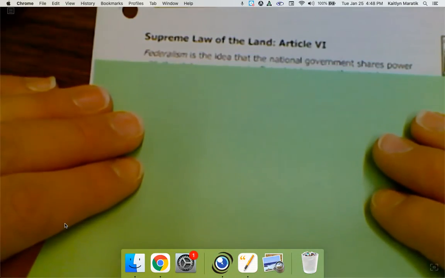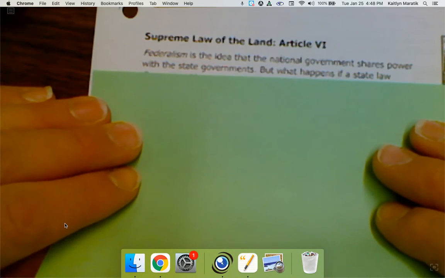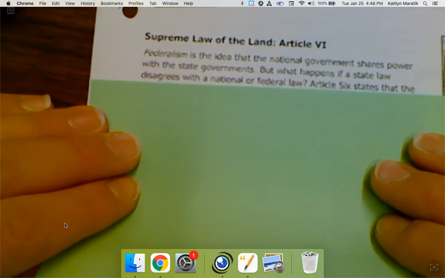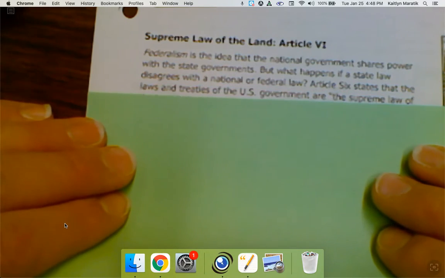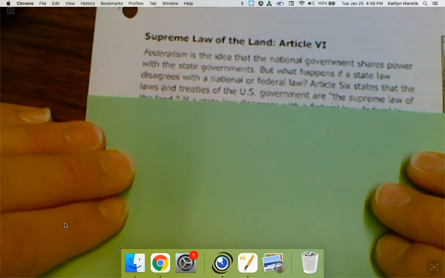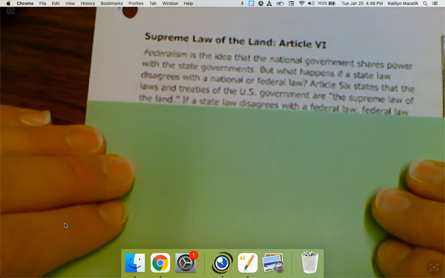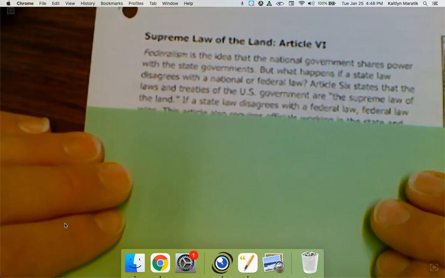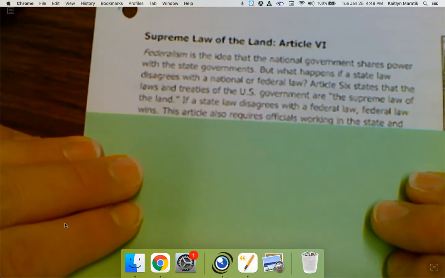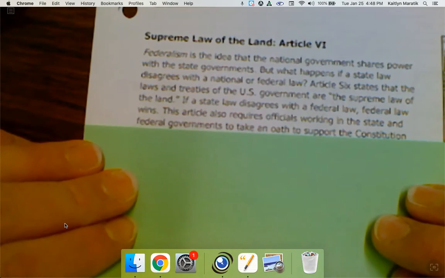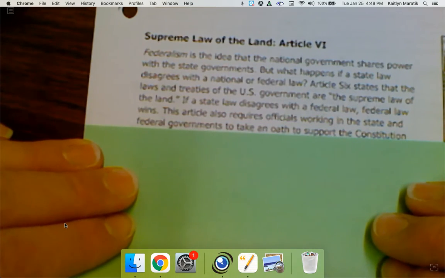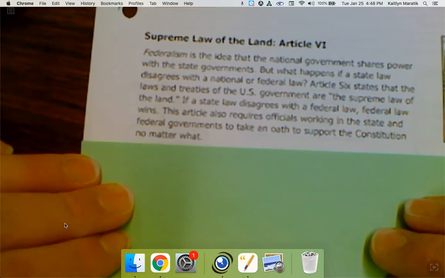Supreme law of the land. Federalism is the idea that the national government shares powers with the state governments. But what happens if a state law disagrees with a national or federal law? Article 6 states that the laws and treaties of the U.S. government are the supreme law of the land. If a state law disagrees, the federal law wins. This article also requires officials working in the state and federal governments to take an oath to support the Constitution, no matter what.